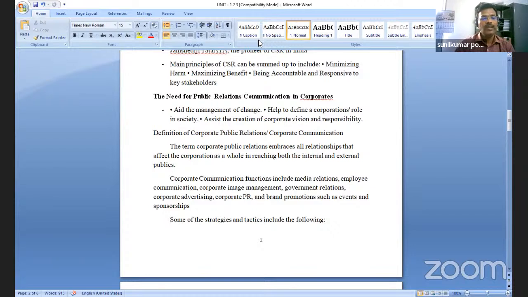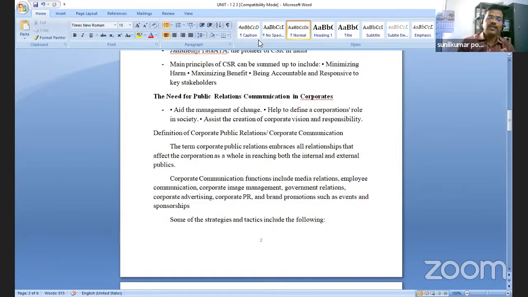Why the need of public relations and corporate communications in corporates, for an organization, for a private company? To aid the management of change, help to define a corporation's role in society, and assist the creation of corporate vision and responsibility. These three are the main needs to form corporate communication, otherwise public relations, in corporations.